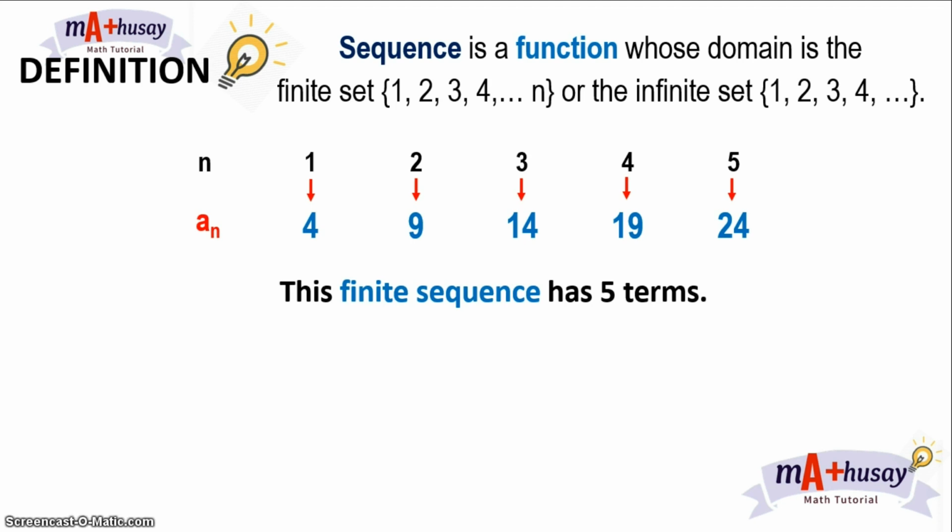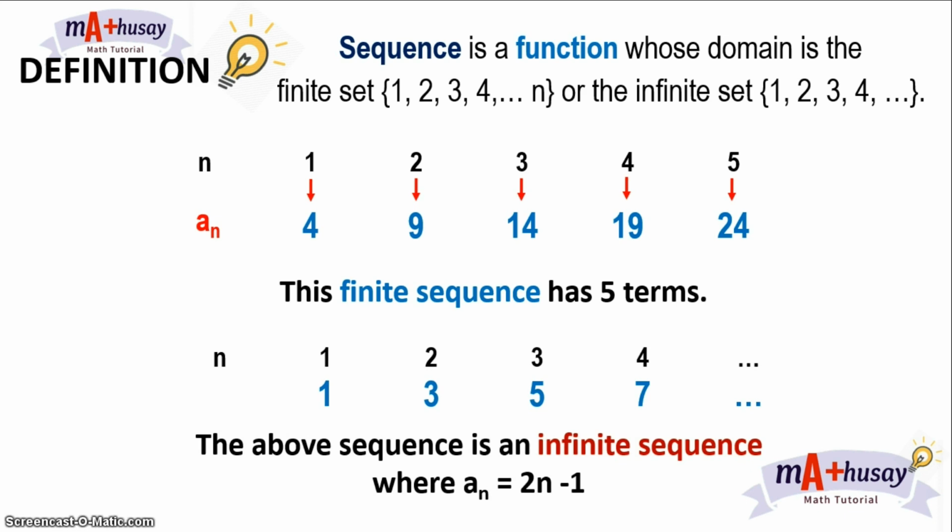We also encounter sequences like 1, 3, 5, and 7. This is an example of an infinite sequence, which is defined by the function a sub n equals 2n minus 1. When we say infinite sequence, it means that you don't know the limit or the last term of the sequence, meaning it goes on and on forever.